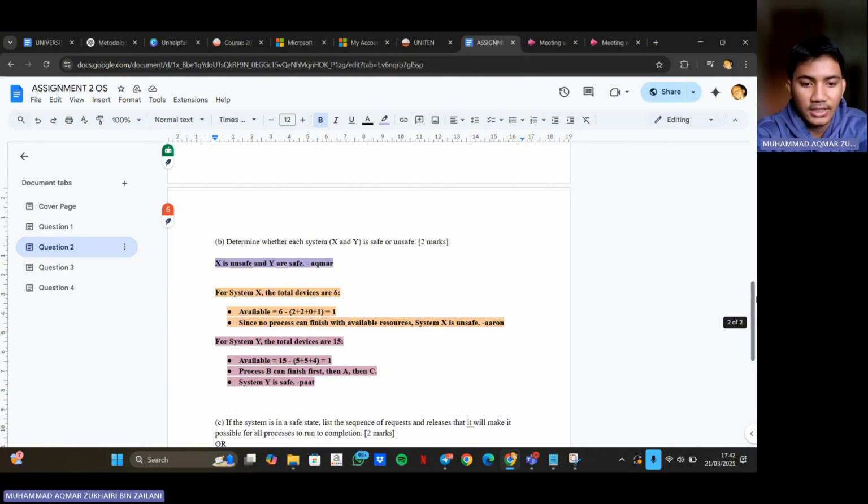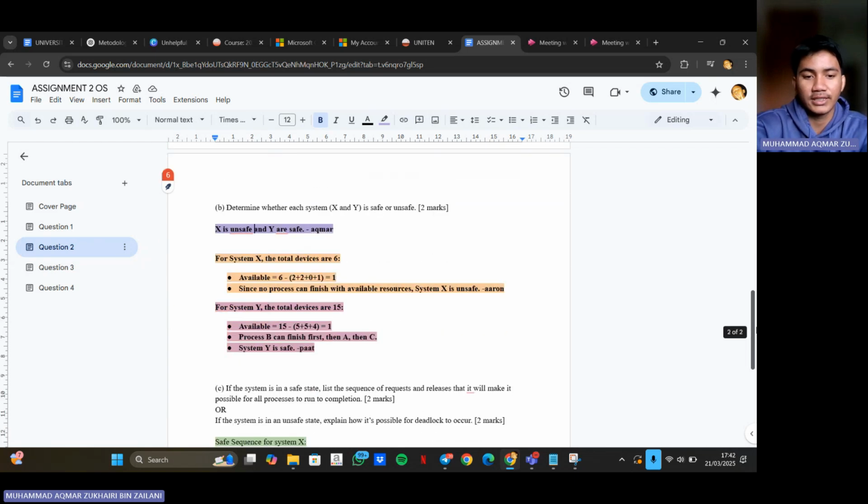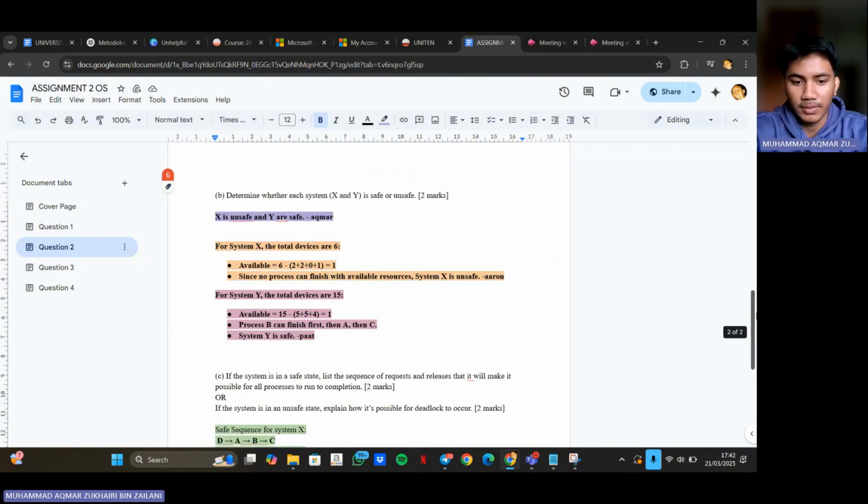But for system Y, the available is also 1. But as you can see, for system Y, we have process B that has a need of 1. So we can enter B first, and allocate its 5 into the available, which becomes the new available, and later on it can be available for process A and C to proceed. So system Y is safe. The conclusion here is system X is unsafe and Y is safe. Thank you. Next, I will pass to the next person.